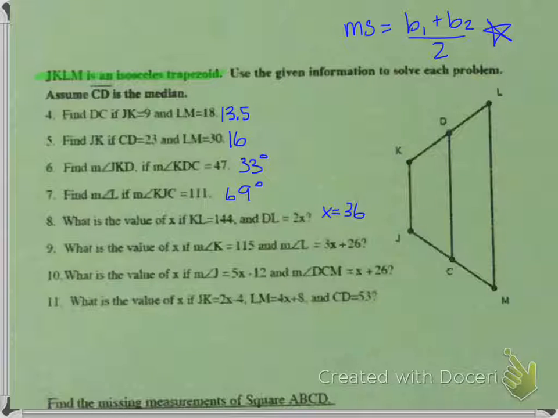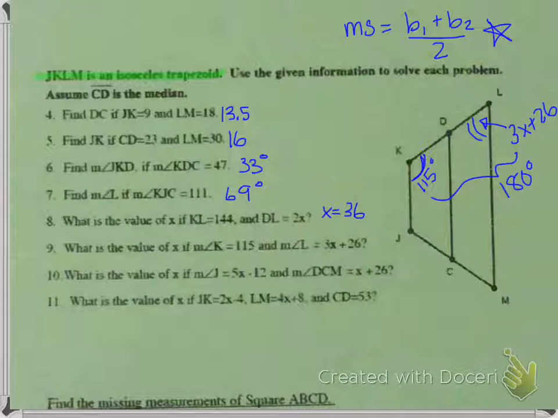Alright, let's take a look at the next one. It says, what is the value of x if measure of angle K is 115? So angle K is over here. This one's 115. Okay, and then it says measure of angle L is 3x plus 26. L is over here. It's not the same size. One thing I do know about these two angles is that these two together add up to 180. So I can set up an equation and solve it.